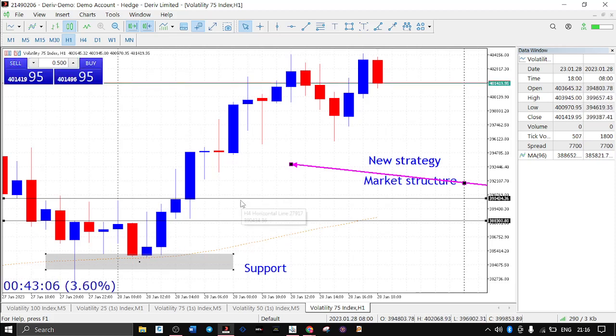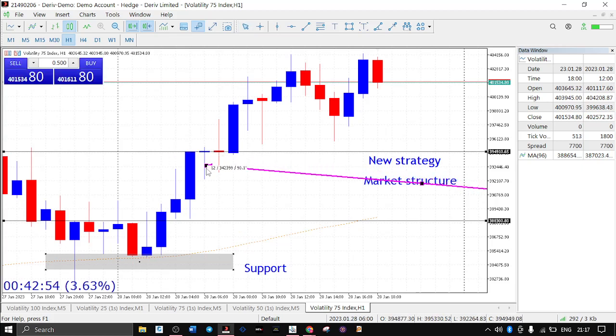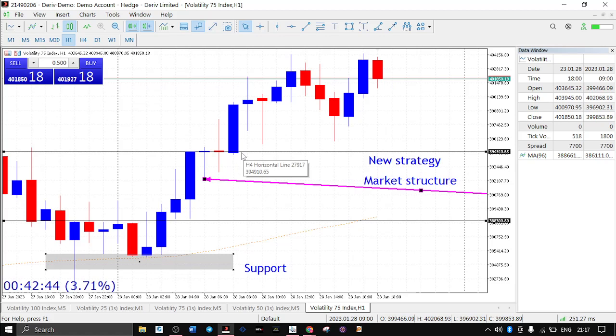So we continue. Now you wait for this candle to finish. You buy here, you put your stop loss below this candle. Or you can wait for the market to come back down before you execute your buy. Meaning still our support here is being respected.